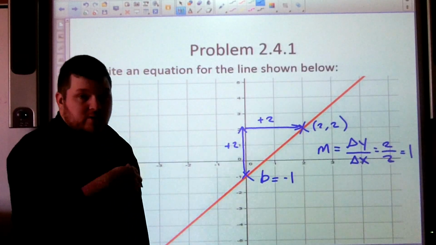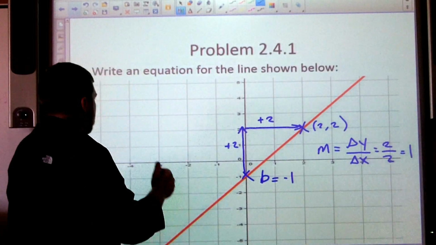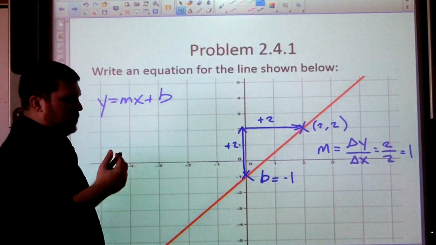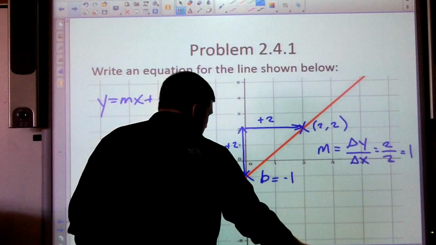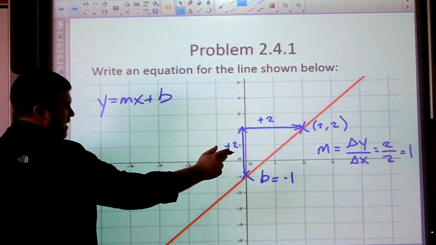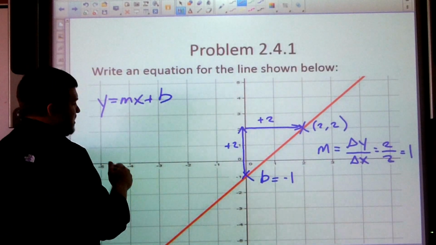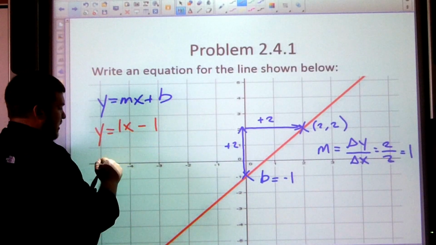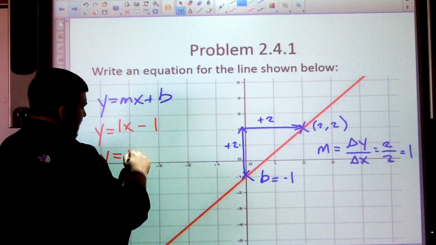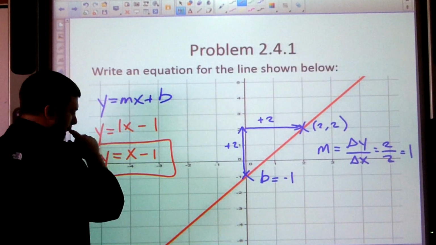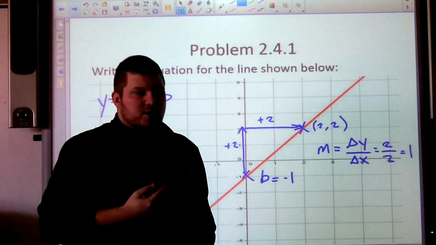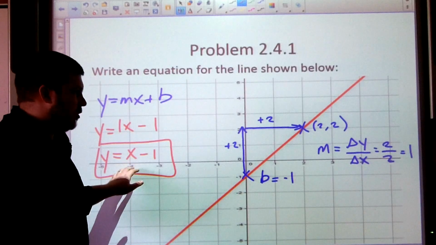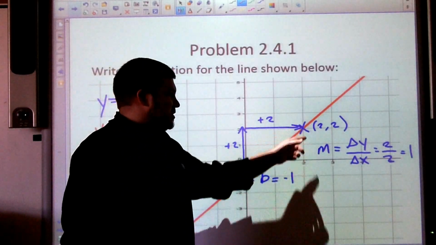So again, I want to use slope-intercept form, which is y equals mx plus b. Now I'm going to plug in what I know. I know my m is +1, I know my y-intercept is -1, so y equals 1x minus 1. Let's simplify a little bit. So y is equal to x minus 1, and that's it for that equation. This equation is unique. It's the one and only equation in slope-intercept form, and it'll produce this graph.